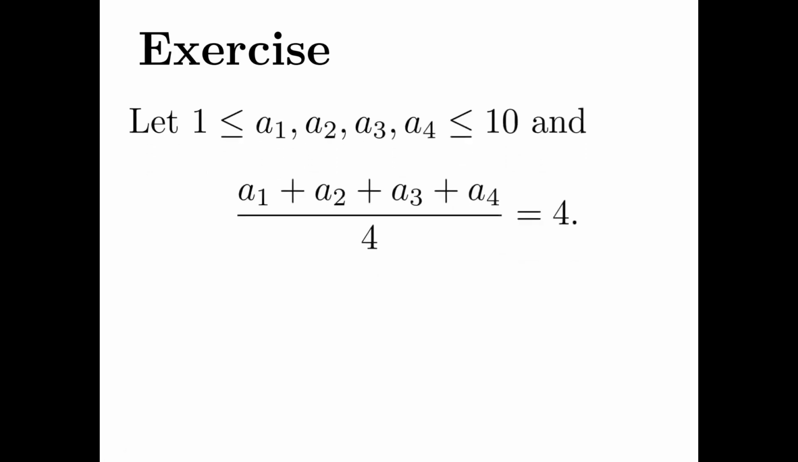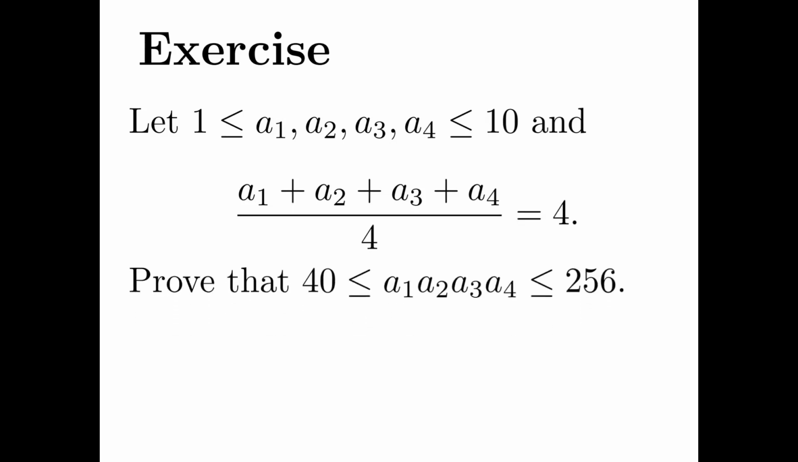An exercise. Let a1, a2, a3, a4 be positive numbers between 1 and 10, and their average is 4. We need to prove that the product of the 4 numbers is between 40 and 256. The upper bound, 256, can be established by the AM-GM inequality we discussed today. The interesting part is the lower bound, 40. It can also be established by the technique we discussed today.